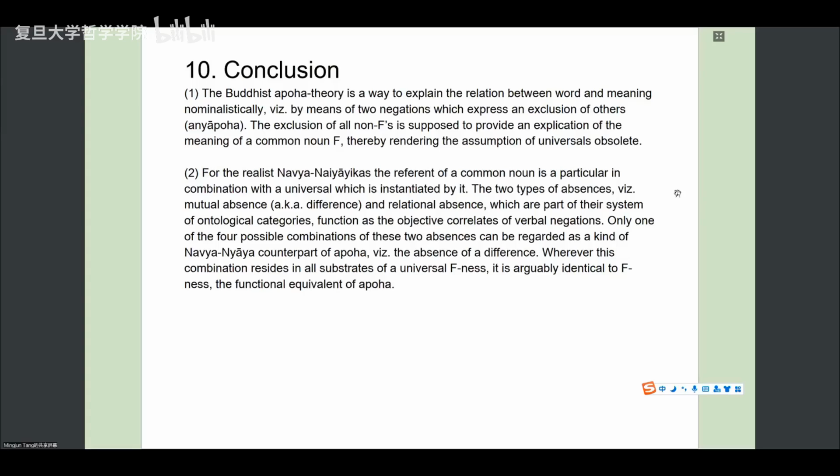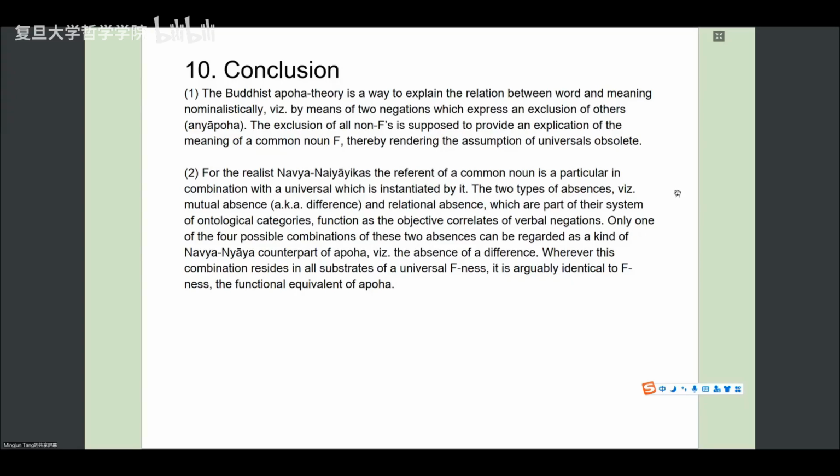1. The Buddhist apoha theory is a way to explain the relation between word and meaning nominalistically, namely by means of 2 negations which express an exclusion of others, anyapoha. The exclusion of all non-Fs is supposed to provide an explication of the meaning of a common noun F, thereby rendering the assumption of universals obsolete.